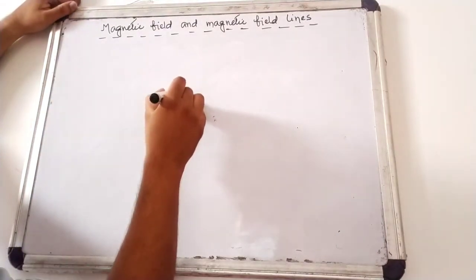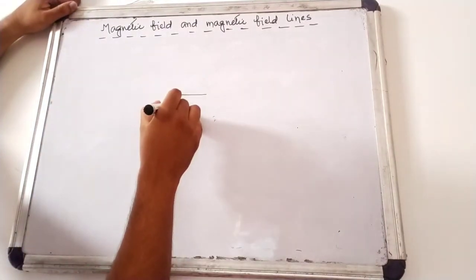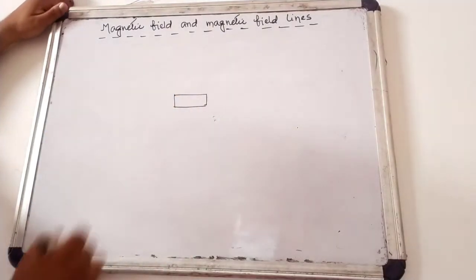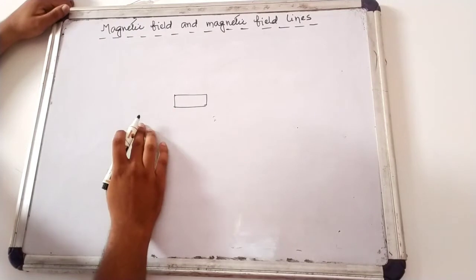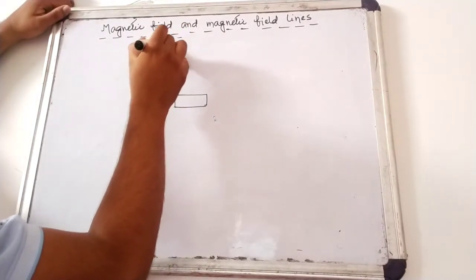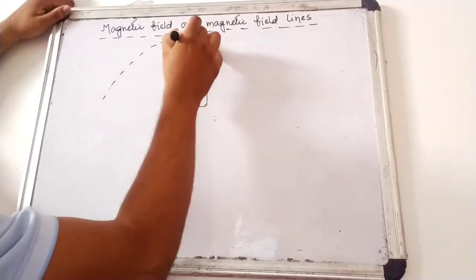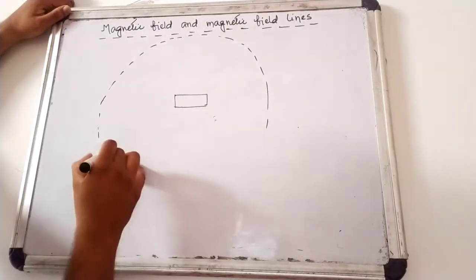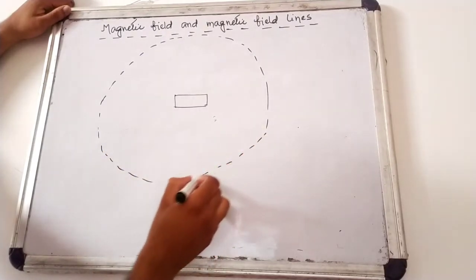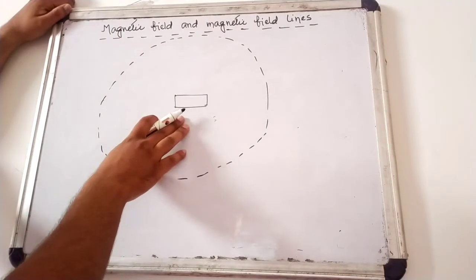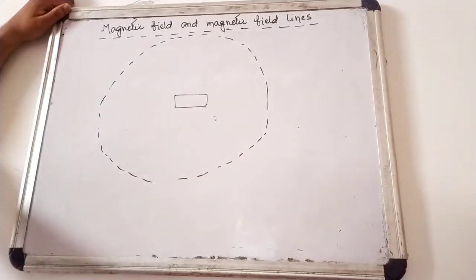All of you have seen a magnet. Suppose this is our magnet. Okay, this is a magnet. Now in a magnet, or surrounding the magnet, there is a region up to which this magnet can exert its magnetic force on other objects.